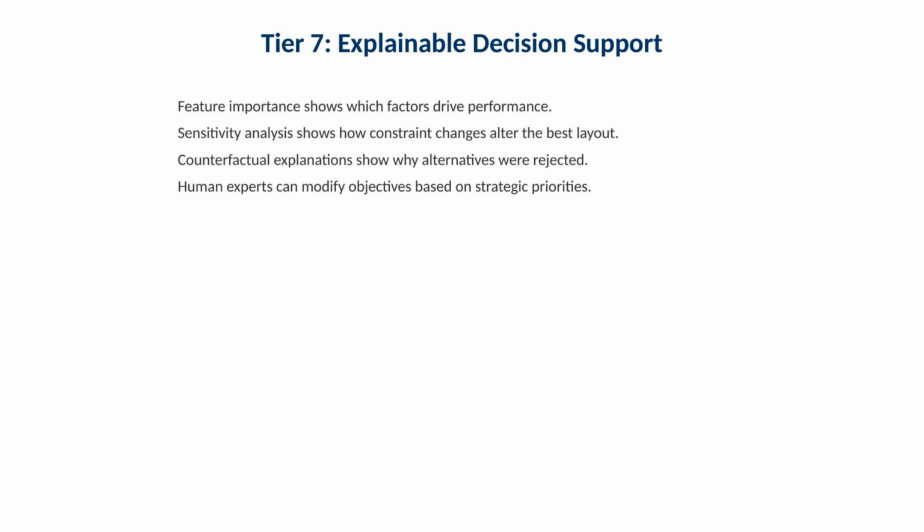Feature importance can show which design factors drive performance. Sensitivity analysis can show how changes in constraints alter the recommended layout. Counterfactual explanations can show why an alternative was rejected. Together, these tools allow humans to understand trade-offs and make defensible decisions.